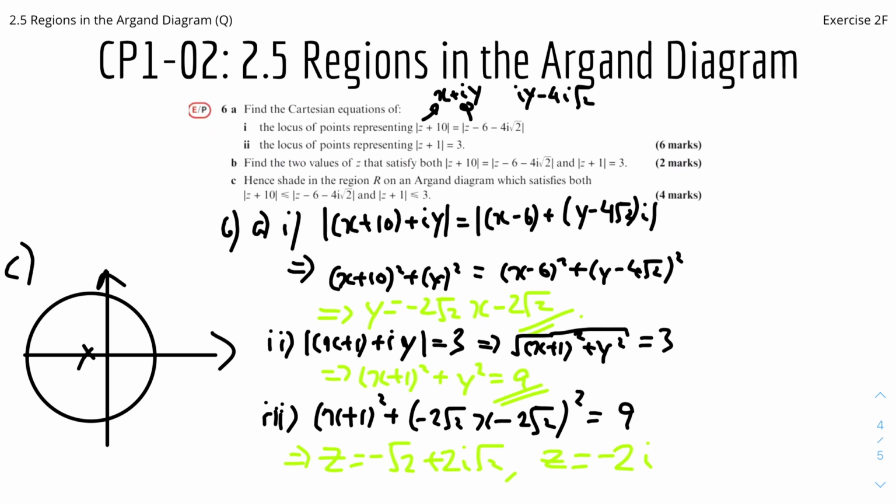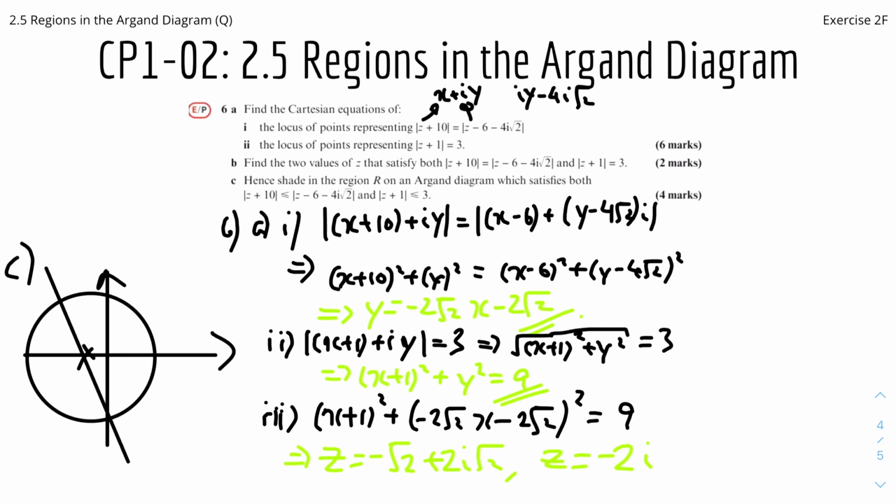And then the other one will be a straight line. It will be this line right here. It will have a gradient of −2√2 and a y-intercept of −√2. Therefore, it will cut at this point right here, because if you were to find the intersection point, it will be at that point. So it will be around here, like so.